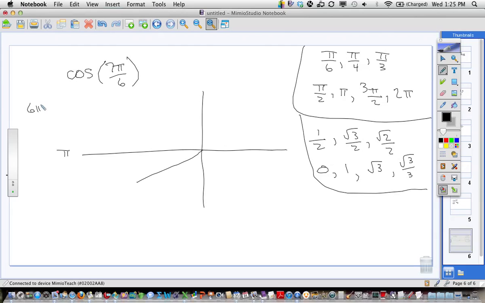Turn those into fractions. Think of that as 6 pi 6. Isn't that pi, 6 pi 6? Or if you're working in thirds, it'd be 3 pi thirds. Or if you're in fourths, it would be 4 pi fourths, right? So think about that as 6 pi 6.